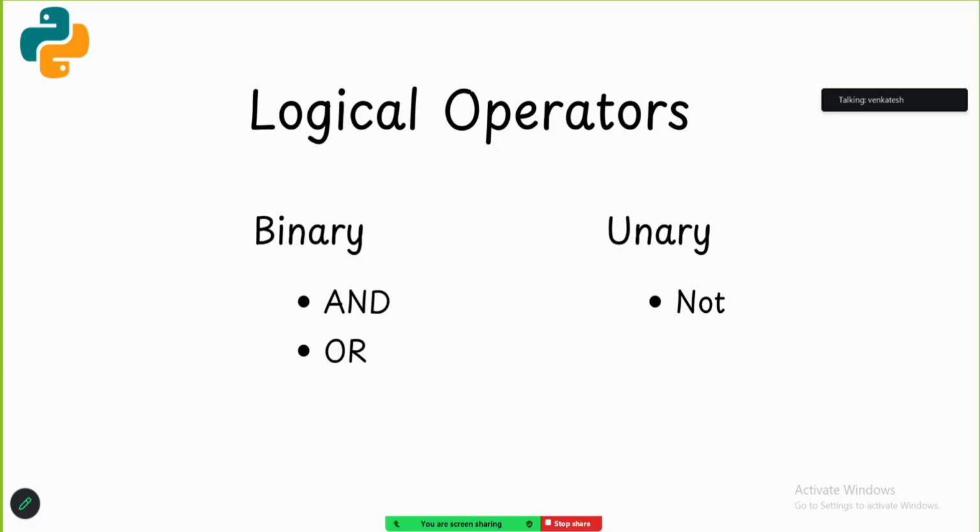Binary means two, comparing two values. Okay. Then what does unary mean? Unary means single, whether it is true or false. Yes. So binary means an operation performed in between two operands. Okay. What does operand mean? We know operator. Then what is an operand?